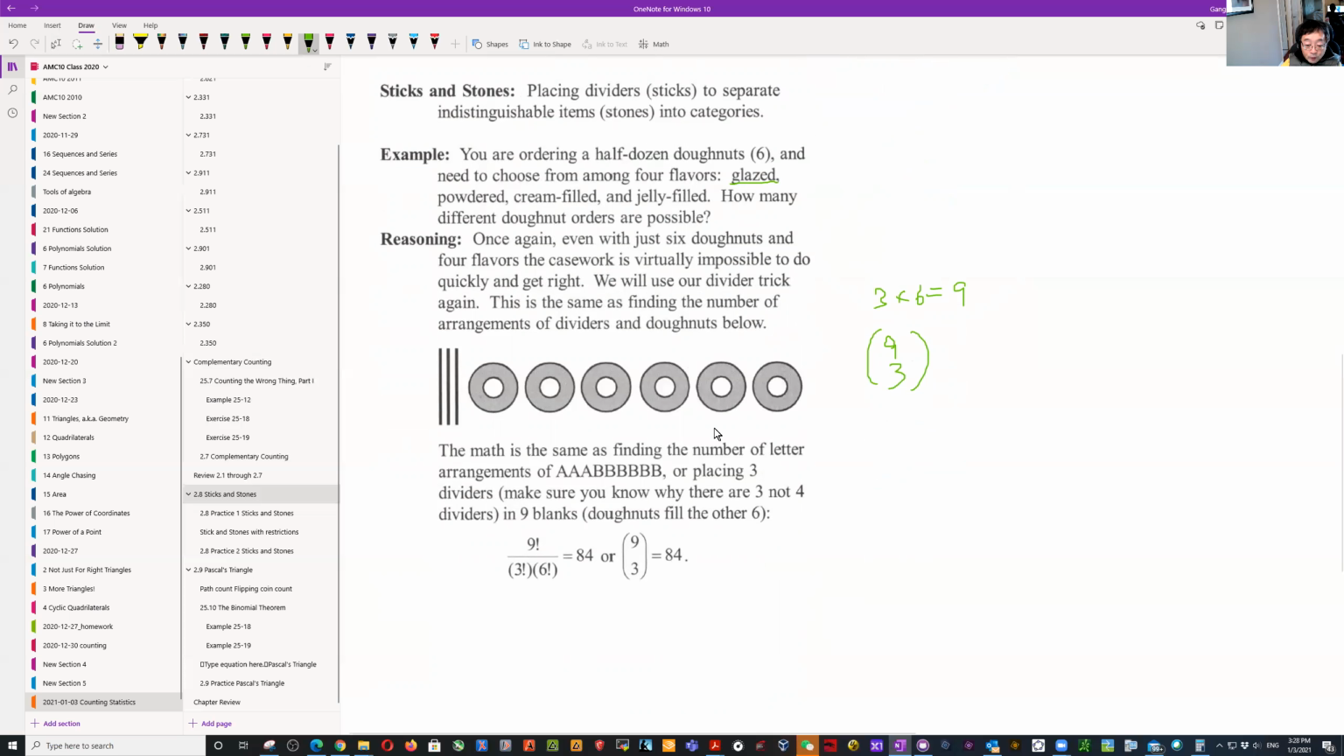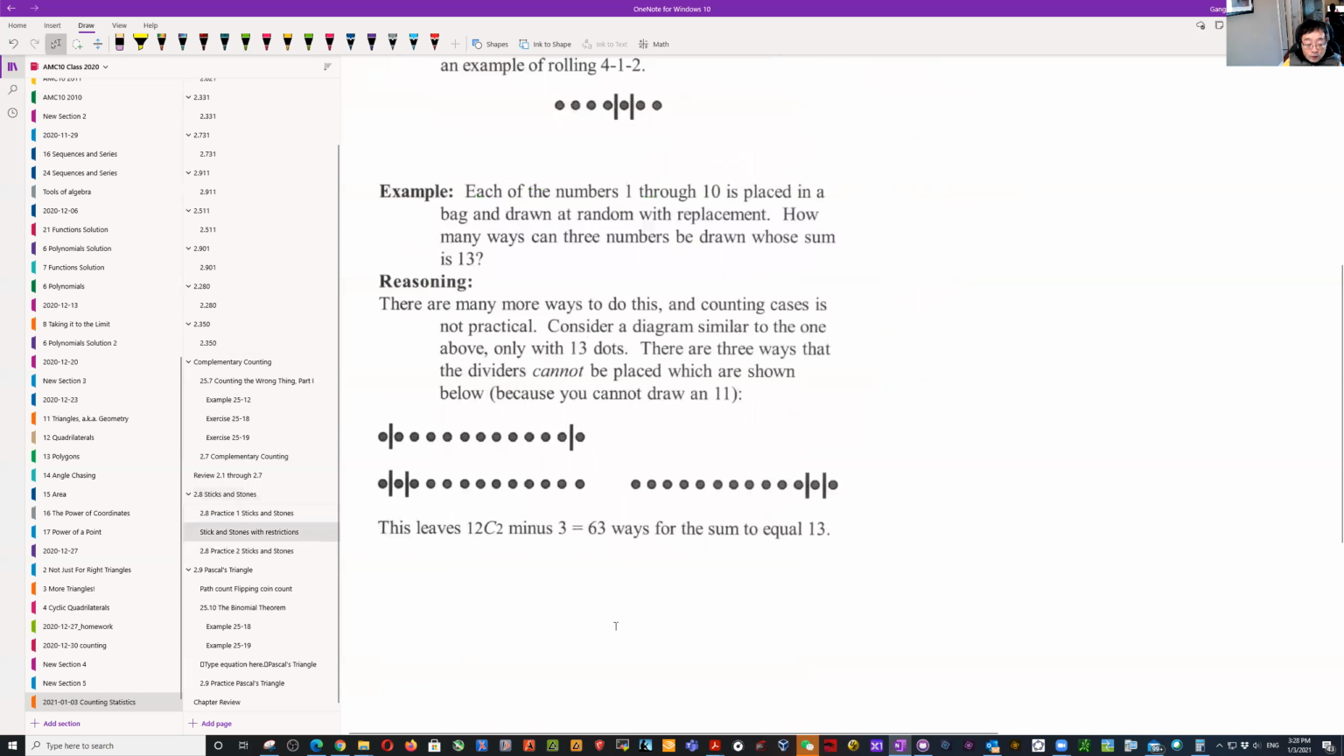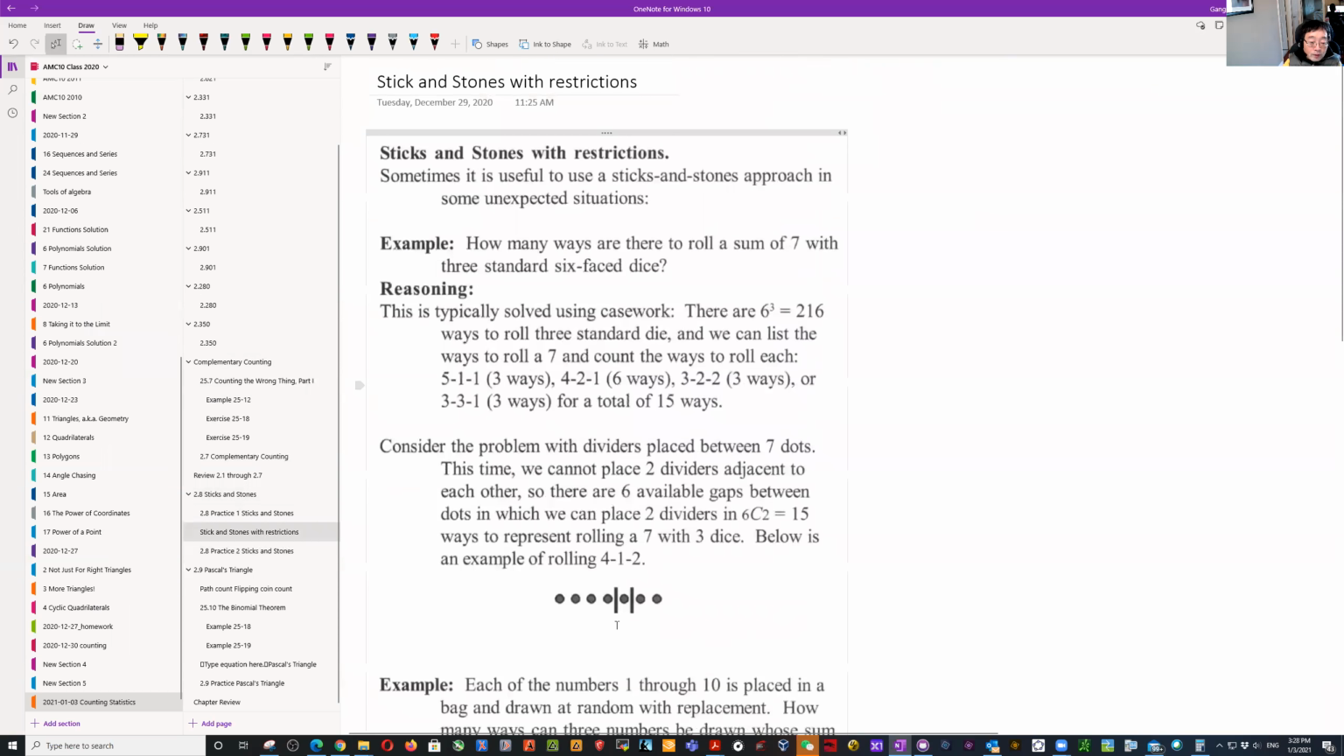This is basically equivalent of finding the letter arrangement. So sometimes we are dealing with sticks and stones with restriction.